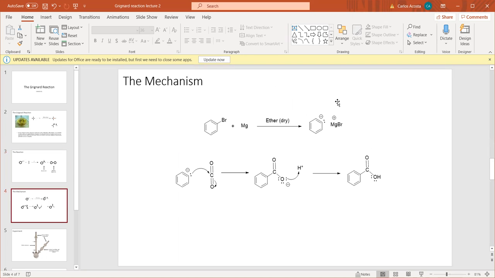Now, again, I'm going to show you the mechanism of this reaction. I did last time as well, but I'll quickly go through it. We have our bromobenzene, we react it with our magnesium metal in dry ether, and we form our Grignard reagent. Now the Grignard reagent is a good nucleophile, so when we add it to solid CO2, it's going to attack the central carbon, kick the electrons up onto the oxygen, and create this benzoate intermediate, which we will protonate with some acid. That's what the H plus is. Once we do that, we will obtain our final product, which is benzoic acid.